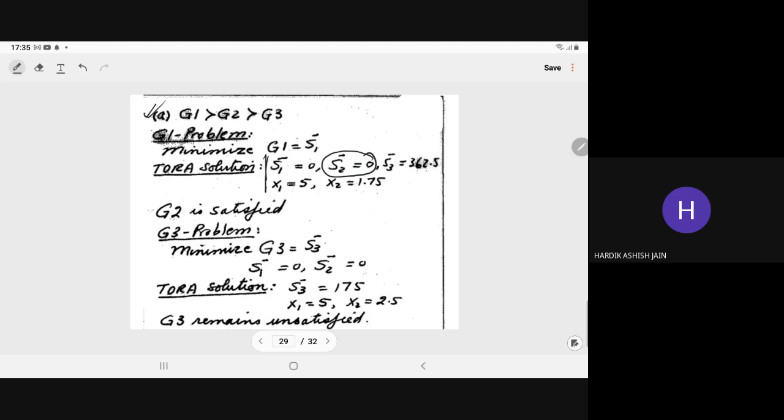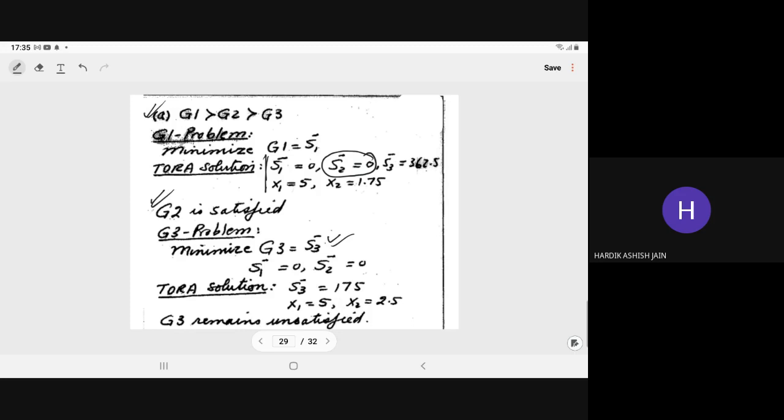So you need not go for goal 2, because when you have solved for goal 1, you find that goal 2 is also satisfied. So directly you can say that goal 2 is satisfied. Then you go for the goal 3 problem: minimize G3 is equal to S3 minus.